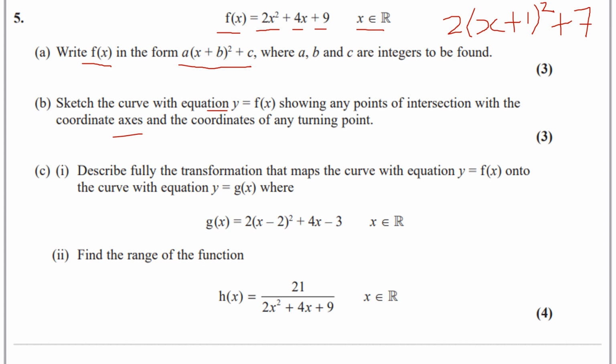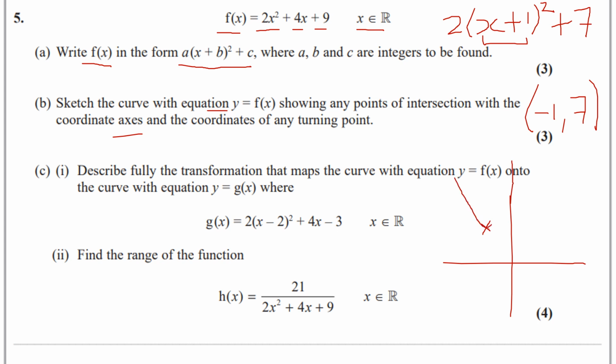So the turning point of this is the reverse of this sign here. So it's minus 1, 7. The 2 does not actually affect the turning point. The 2 just says how steep the curve is. So it looks something like that, to minus 1, 7. It crosses the y-axis at 9, where the number there is 9, 0, 9, and the coordinates of the turning point will be minus 1, 7.